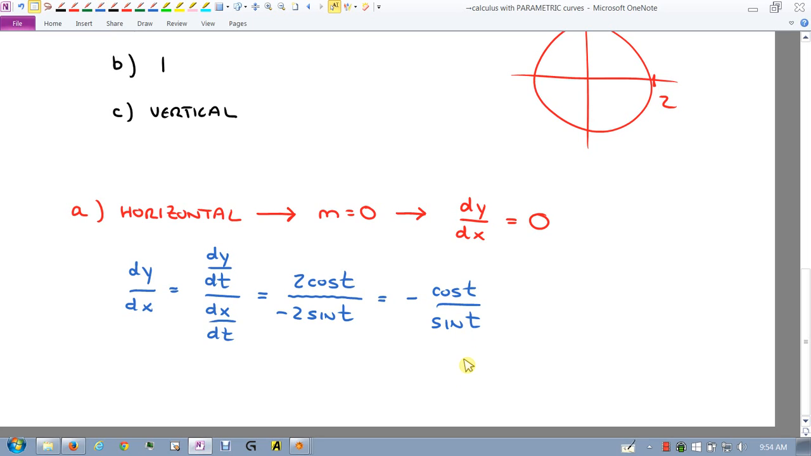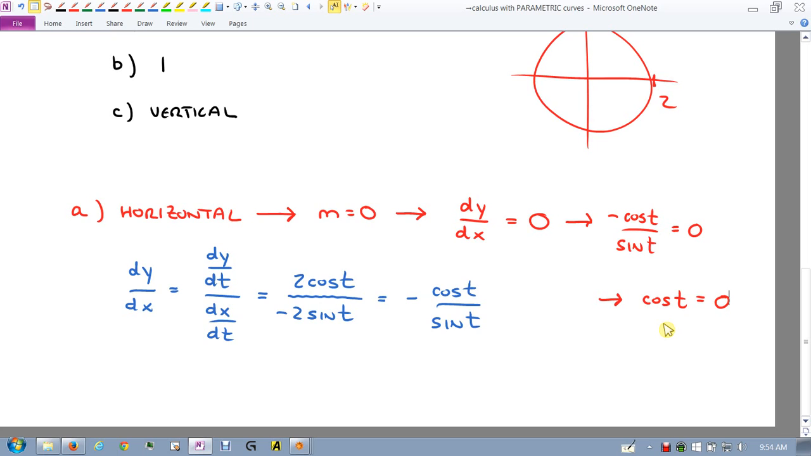We realize that that's actually cotangent, right? But I'm going to leave it like that because I want to know when that's 0, don't I? When is this 0? So back up to this, I want to know when negative cosine t over sine t is 0. The only time that a fraction can ever be 0 is if the top is 0. So this turns into, when is cosine t 0? I can ignore the negative, right? Because I can just multiply both sides by negative 1 and it's gone. So when is cosine of t 0?